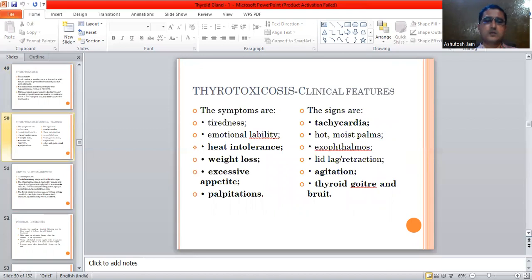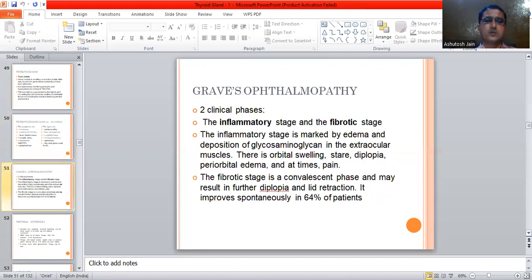Thyrotoxicosis clinical features. Symptoms are tiredness, emotional lability, heat intolerance, weight loss, excessive appetite, palpitations. Signs are tachycardia, hot, moist palms, exophthalmos, lid lag, retraction, agitation, thyroid goiter, and bruit. Graves' ophthalmopathy. This is just to have a superficial look: two clinical phases, inflammatory stage and fibrotic stage.